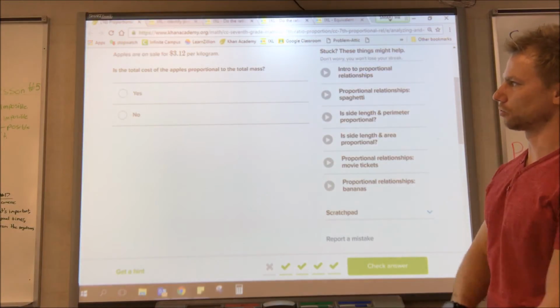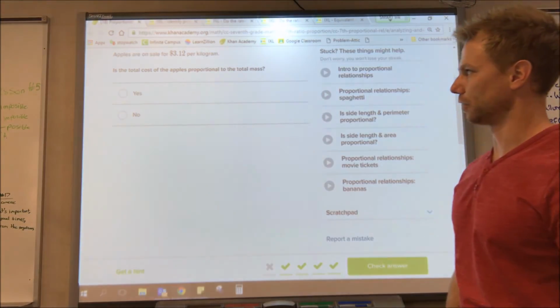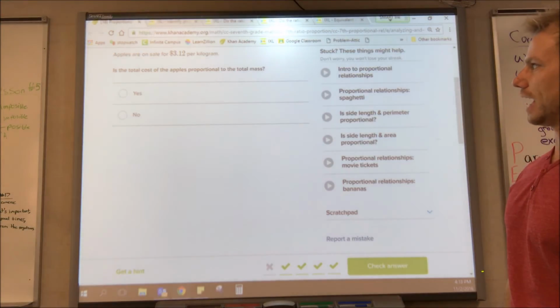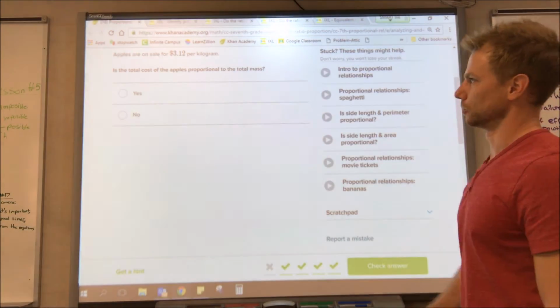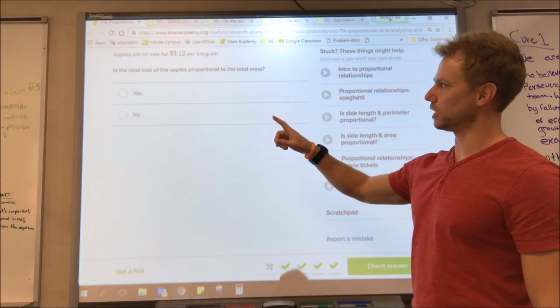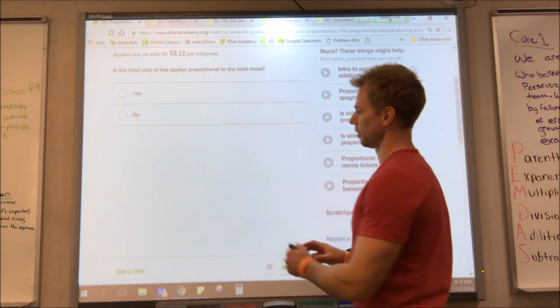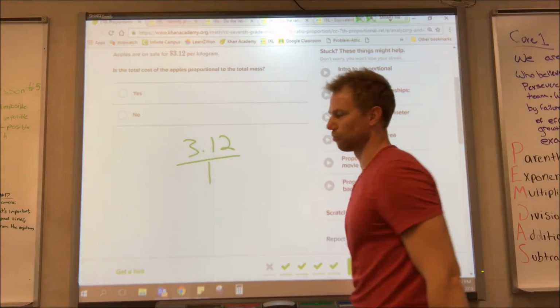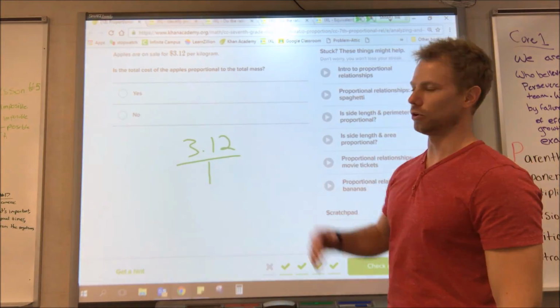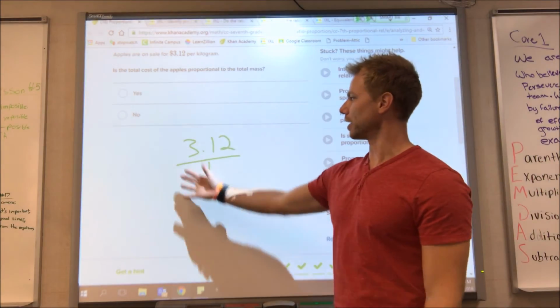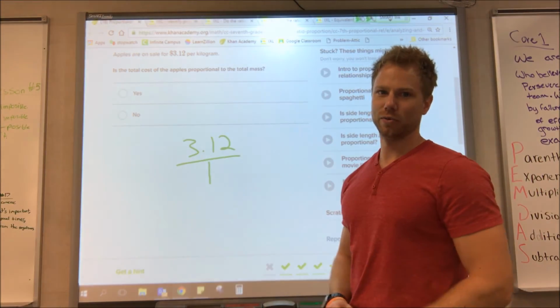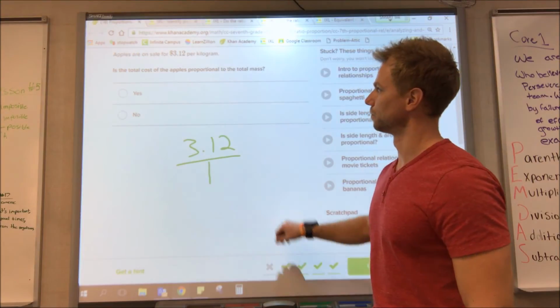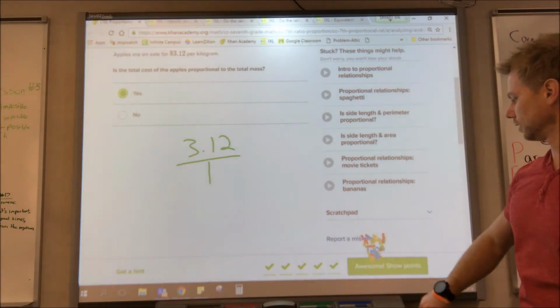Apples are on sale for $3.12 per kilogram. Is the total cost of the apples proportional to the total mass? Okay, apples are on sale for $3.12 per kilogram. Again, that gives us a unit rate. It's for 1, so that will be proportional. Whenever we can write the information as a unit rate, we know it's going to be proportional. So we would say yes, it is.